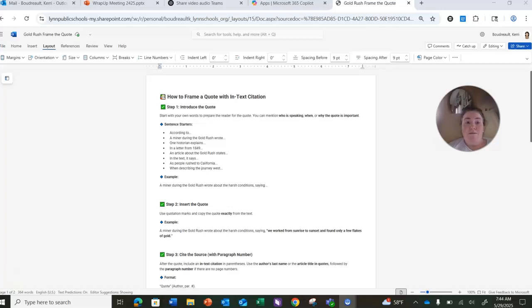All right, chickadees. As I'm looking through what you're doing, we have spent the whole year talking about framing your quote whenever you cite evidence, and not everybody's doing it. So let's just review how to do that.